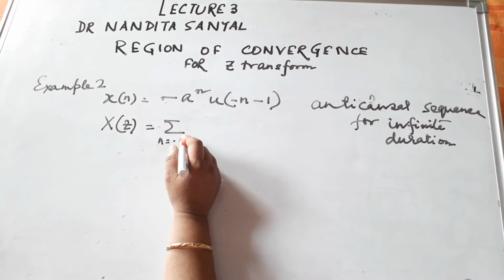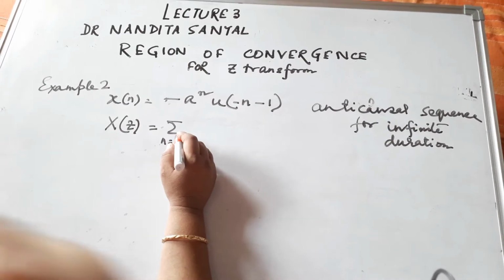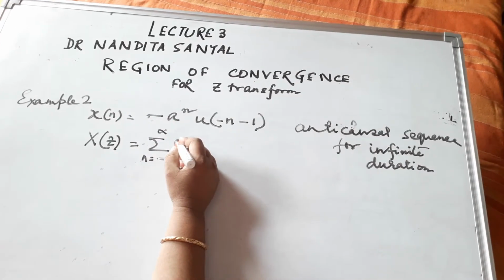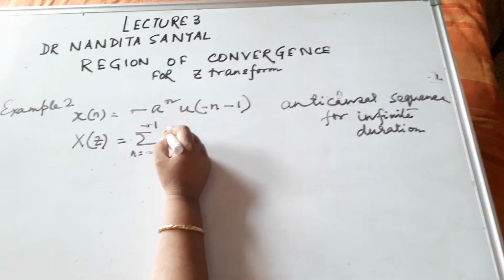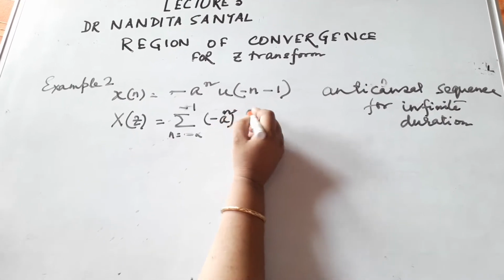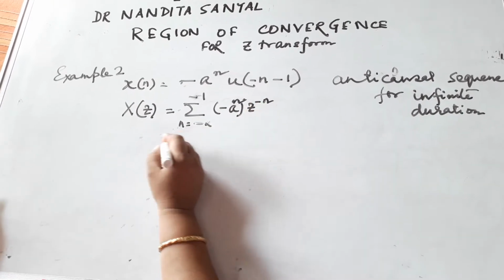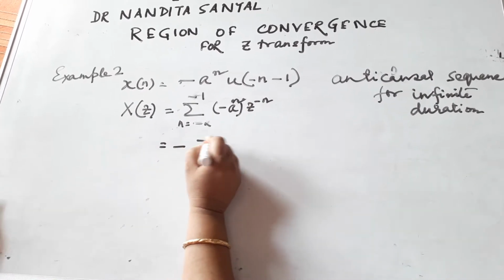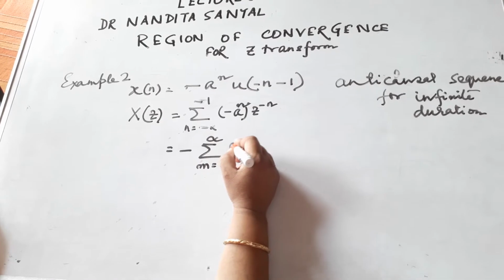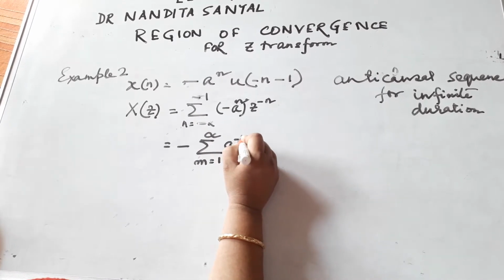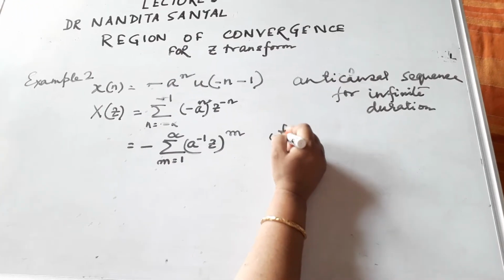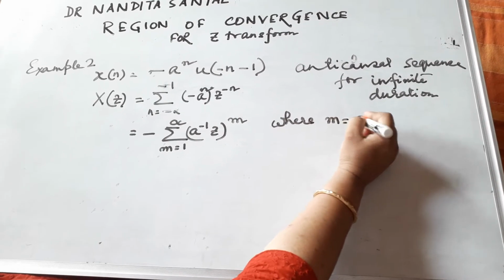So now the z transform will be, n from minus infinity to minus 1, minus a to the power n, z to the power minus n. So it will be equal to minus summation of m equal to 1 to infinity, a to the power minus 1 z to the power m, where m is equal to minus n.